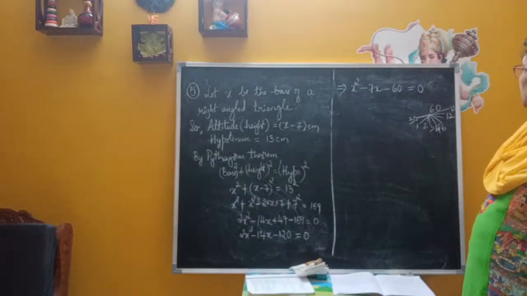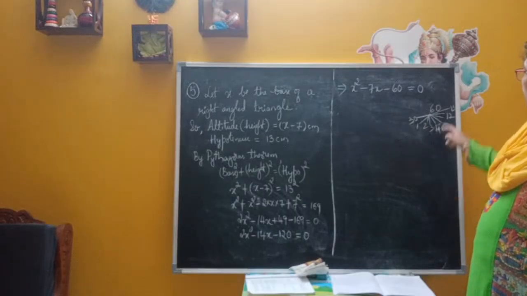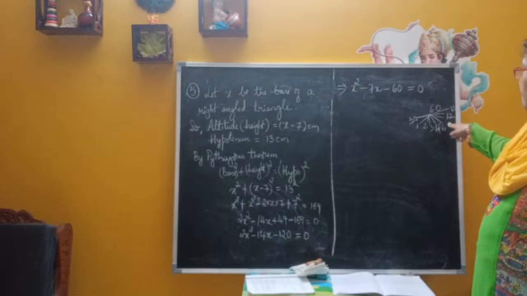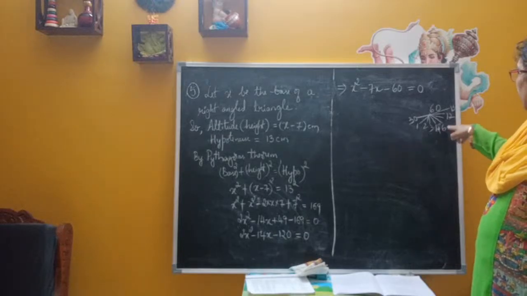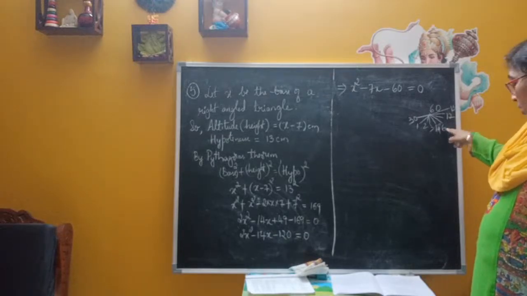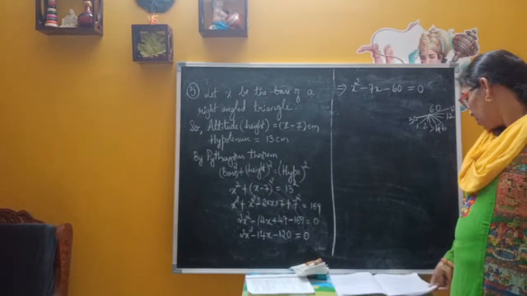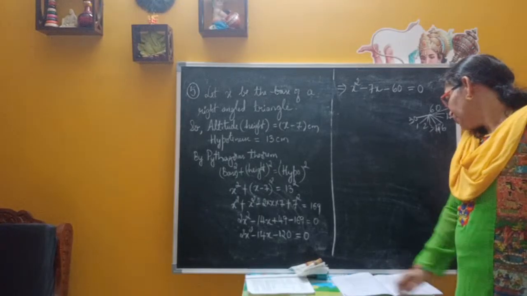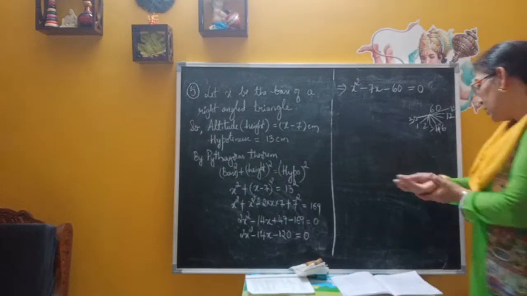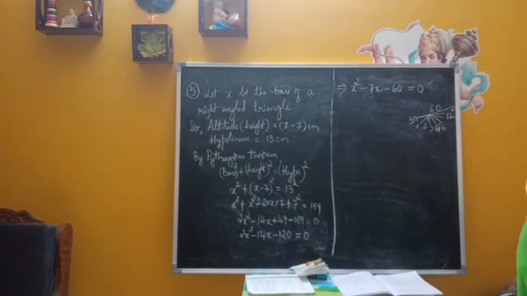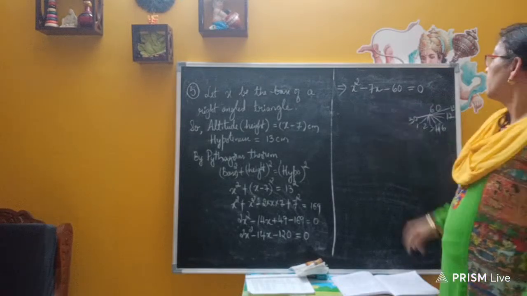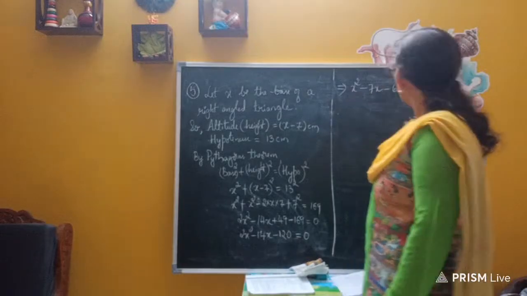Which two factors do you take? 13, no. That is also not possible. So let us take 12 and 5. Is it possible? 12 fives are 60, and 12 minus 5, how much? Yes, it is 7. So the factors are 12 and 5. So by practice it comes.